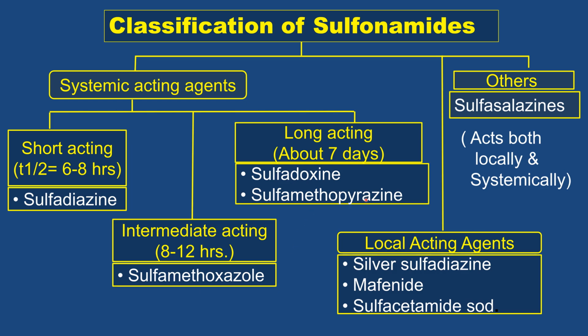Under the long acting agents, we have sulfadoxine and sulfamethopyrazine. Under the local acting agents, we have silver sulfadiazine, mafenide, and sulfacetamide sodium. And other agents which can act both locally as well as systemically include sulfasalazine.